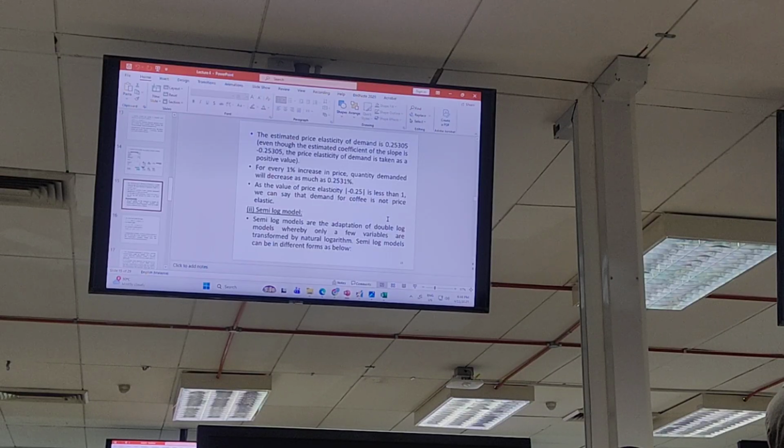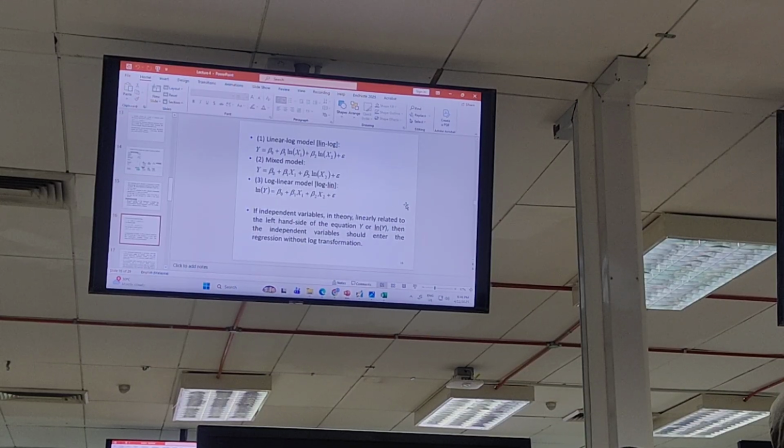And then the semi-log model. Semi-log models are an adaptation of the double log model whereby only a few variables are transformed by natural logarithm. The semi-log model can be in different forms as follows. So we can have what we call the linear-log model, so lin-log.